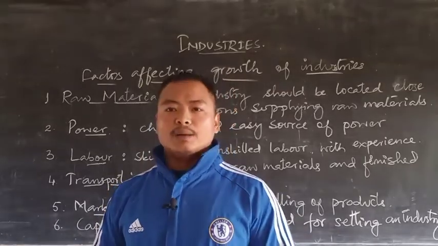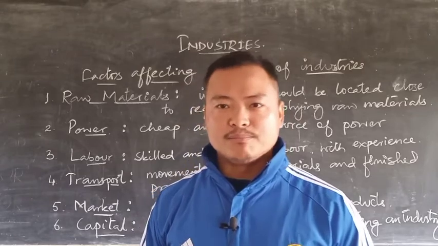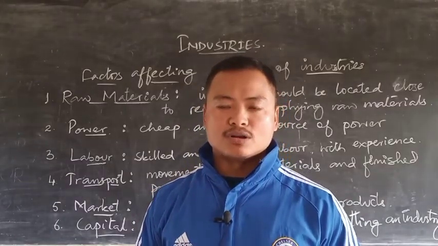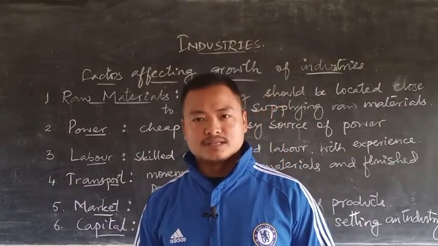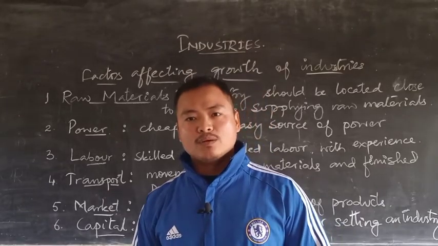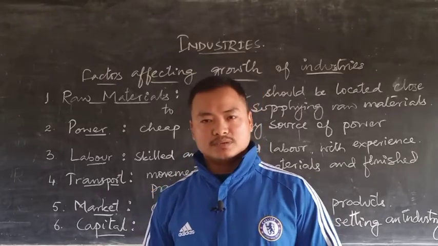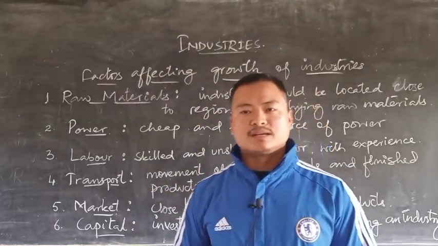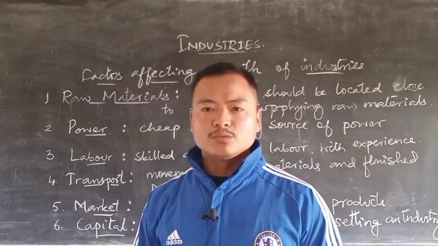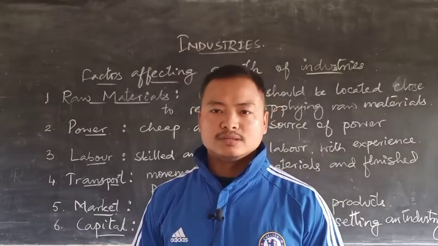Apart from these six factors, there are also two other factors that play a very important role in setting up industries or even for their growth, and those are government policies and availability of water. Water is very important because it is required for various purposes in industry. For example, in the cotton textile industry, we require water mostly for dyeing, that is the coloring of clothes.